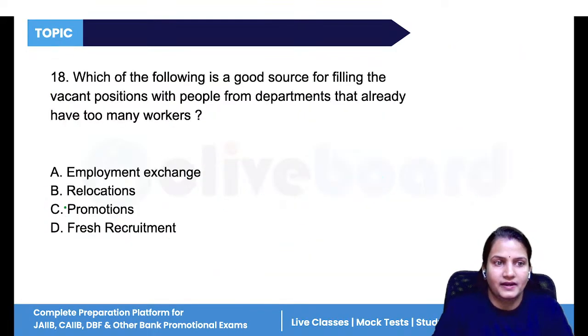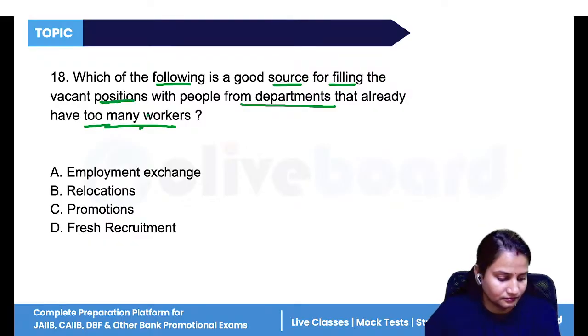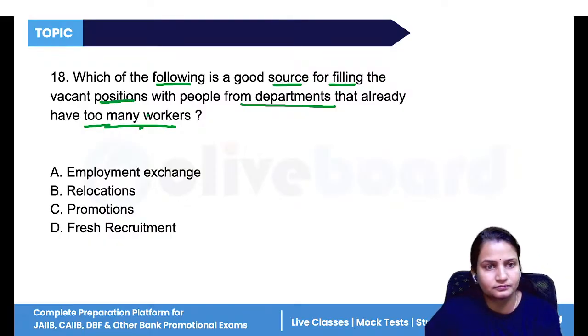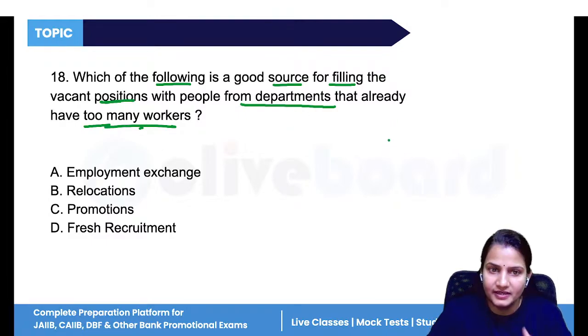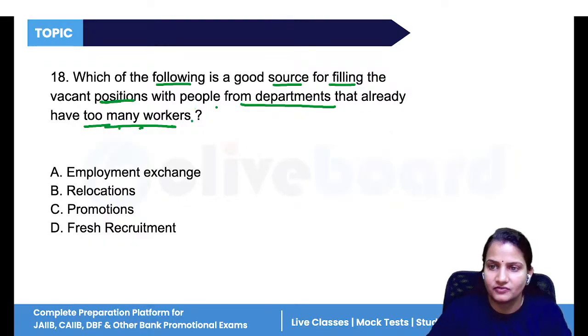Done. Next: which of the following is a good source of filling the vacant position with people from departments that already have too many workers? If you have any doubt in any of the questions, you can ask me. Vacant position means the position that is not filled yet, and this position is being filled from people from departments that already have too many workers.